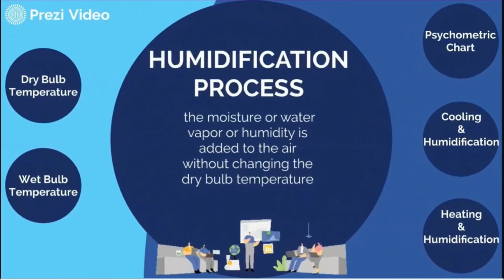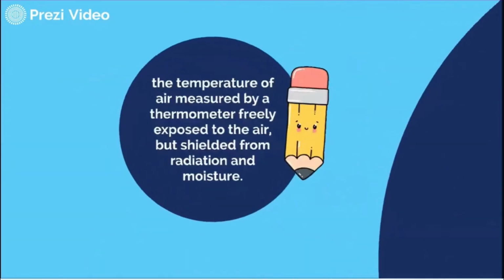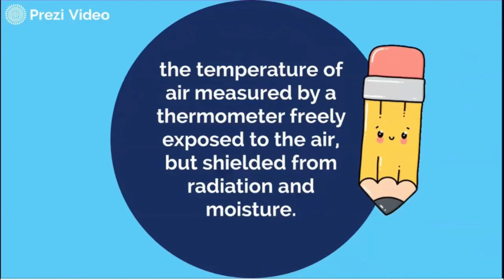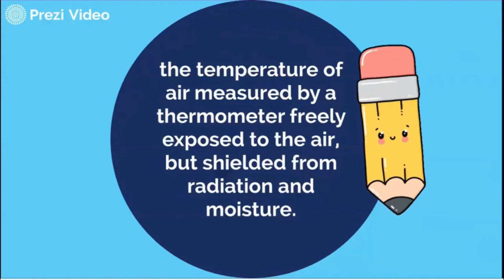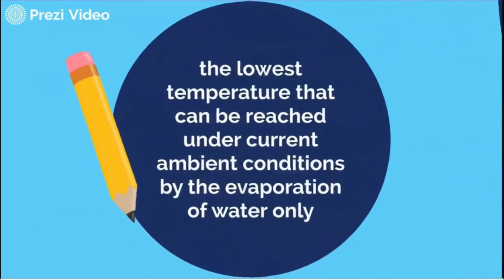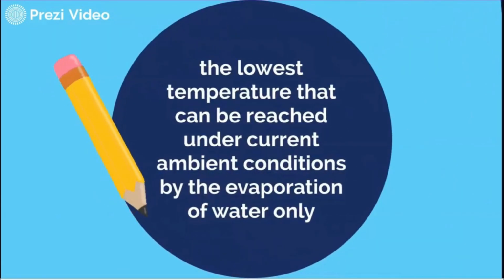Humidification is the process whereby moisture or water vapor or humidity is added to the air without changing the dry bulb temperature, which is the temperature of air measured by a thermometer freely exposed to the air but shielded from radiation and moisture. While wet bulb temperature is the lowest temperature that can be reached under current ambient condition by the evaporation of water.